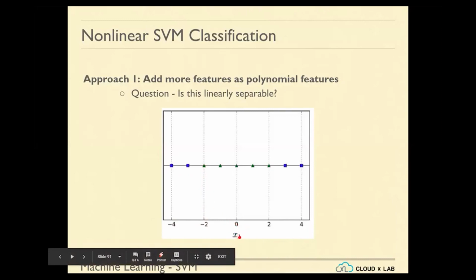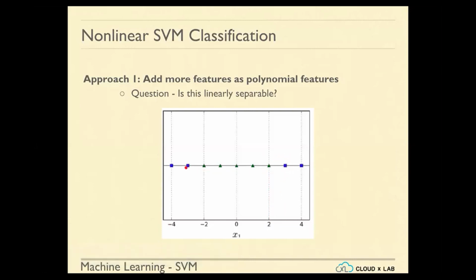Meaning, for a value of x1 as -2, the class is triangle. For x equals -4, the class was rectangle, right? Similarly, you can see that for x equals 2, the class is triangle, and as you move ahead, again it is coming back to this.